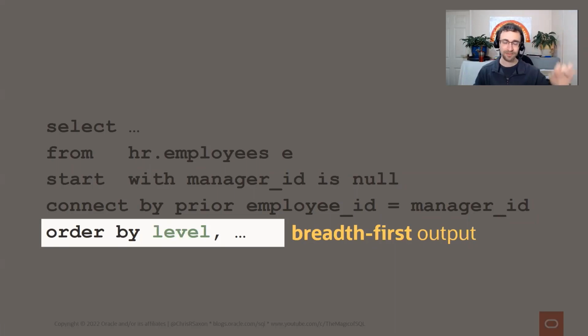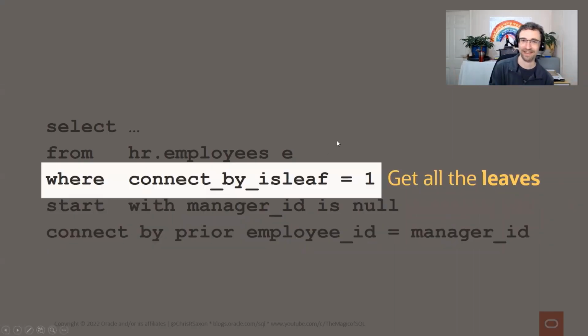So order by level, and then whatever other sorting you need. That will return all the rows at level 1 first, then all the rows at level 2, level 3, and so on and so forth. And once we get to the bottom, if we want to find all the leaves, we can just use this handy CONNECT BY ISLEAF function. That just returns 0 for the non-leaves and 1 if it is a leaf.